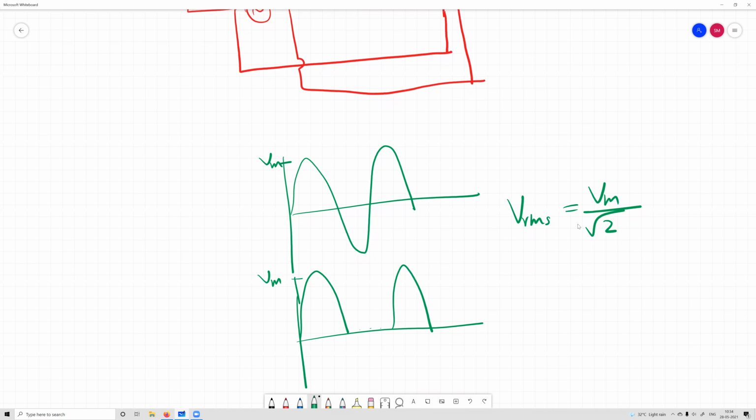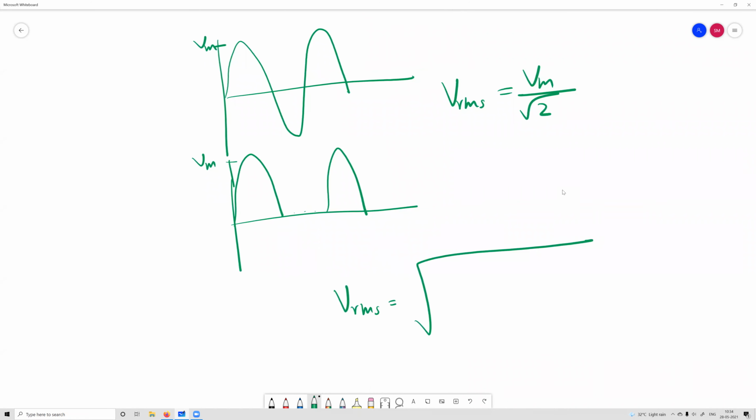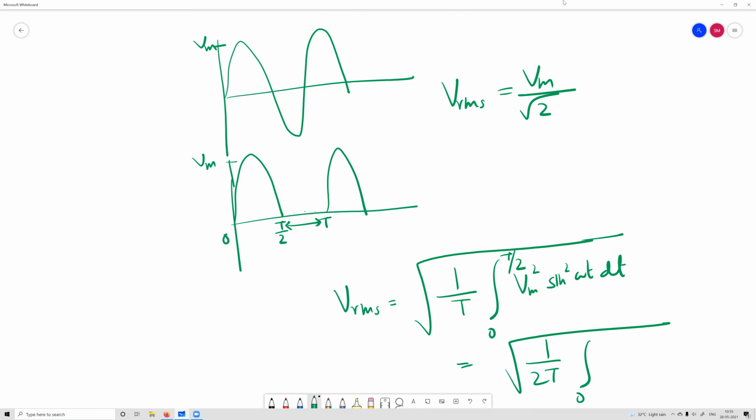How to find it out? V RMS will be square root of 1 by T, integral from 0 to T by 2. Obviously, it is T by 2 because the waveform is existing only from 0 to T by 2. From T by 2 to T, there is no waveform. Vm square sine square omega t dt. This can be written as 1 by 2T, 0 to T by 2, Vm square sine square omega t dt.